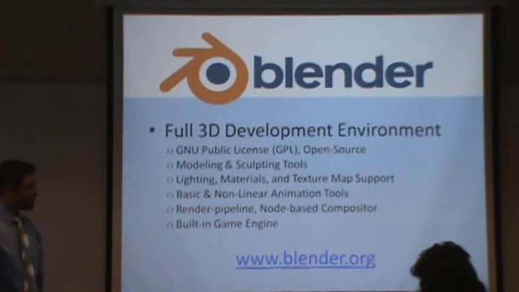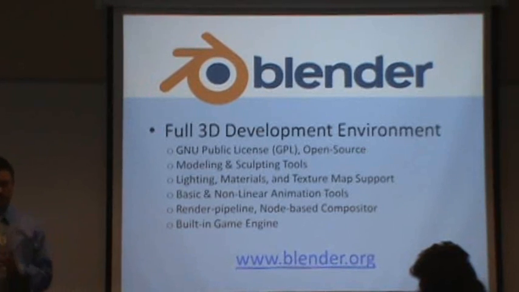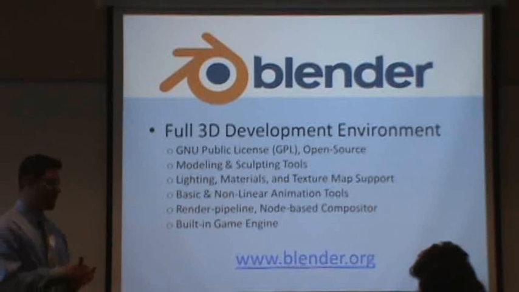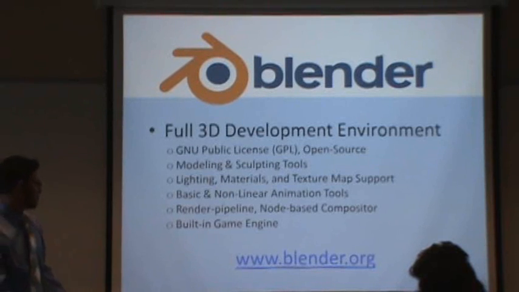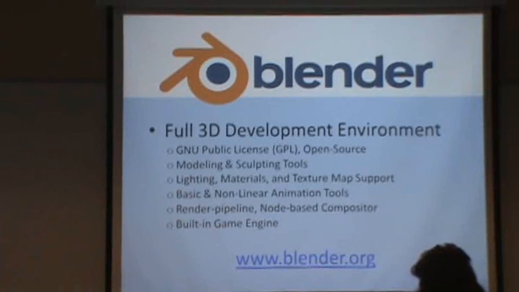We do have a render pipeline with a node-based compositor, so a lot of the stuff that you do in After Effects, you can do inline in the rendering pipeline. When you render things out, and rendering is a process we'll talk about in a little bit, if you want to add motion blurs or glows or depth of field, that's actually built into the rendering process. You don't have to do any of that in After Effects. It also has a built-in game engine as well.